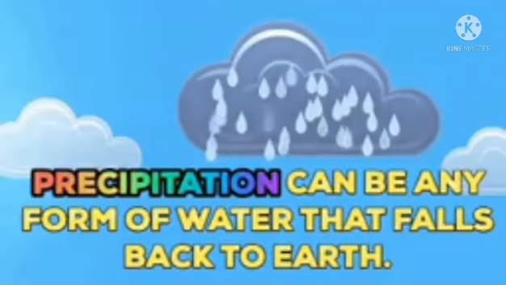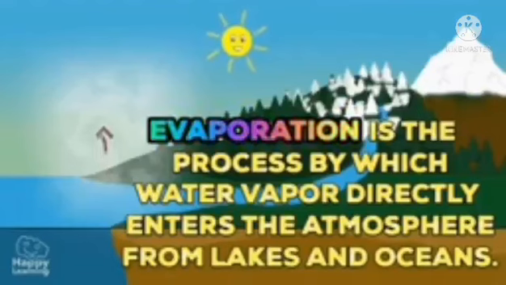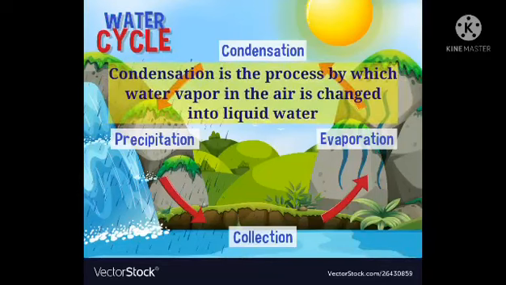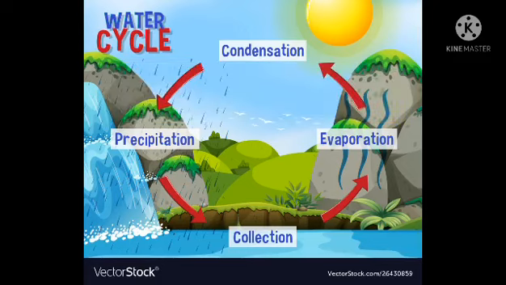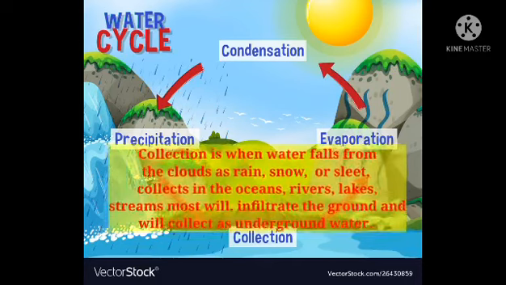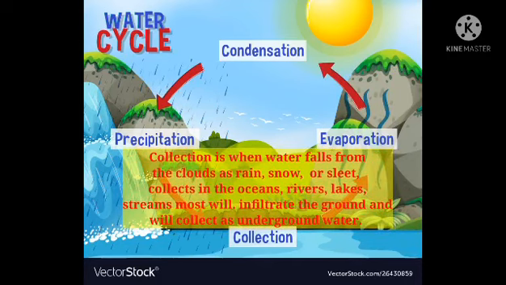Precipitation can be any form of water that falls back to earth, while evaporation is the process by which water vapor directly enters the atmosphere from lakes and oceans. Condensation is the process by which water vapor in the air is changed into liquid water. While collection is when water falls from the clouds as rain, snow, or sleet, collects in the oceans, rivers, lakes, streams, most will infiltrate the ground and will collect as underground water.